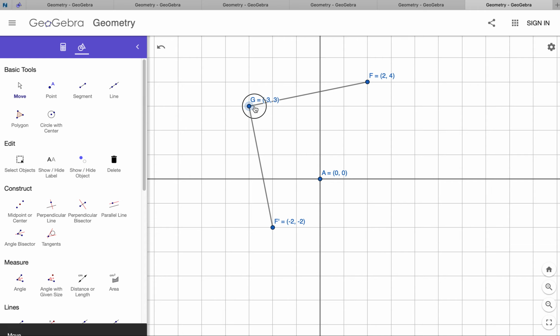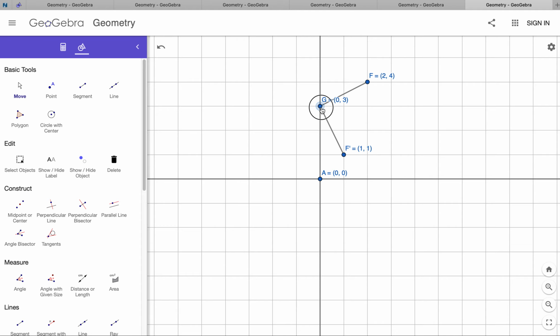I can take that center and I can move it wherever I want. And you can see it's always the same length, and it's always perpendicular. It doesn't matter. I can do this as many different ways as I want. I can move this center wherever I want, and it's always going to be 90 degrees. The two lines are always going to be the same.